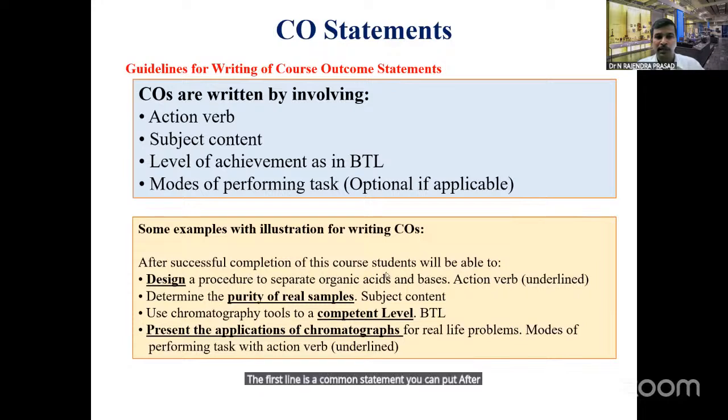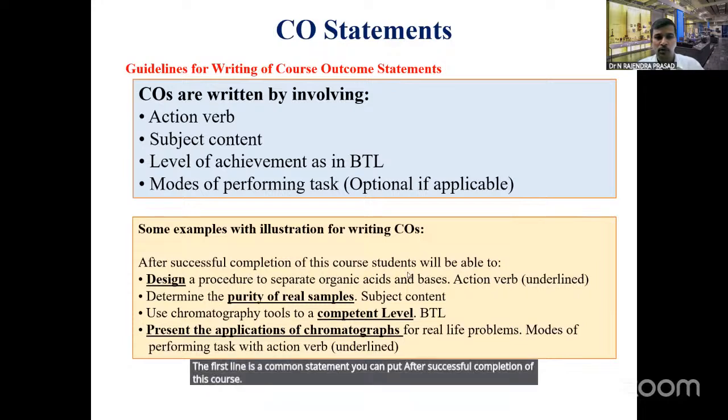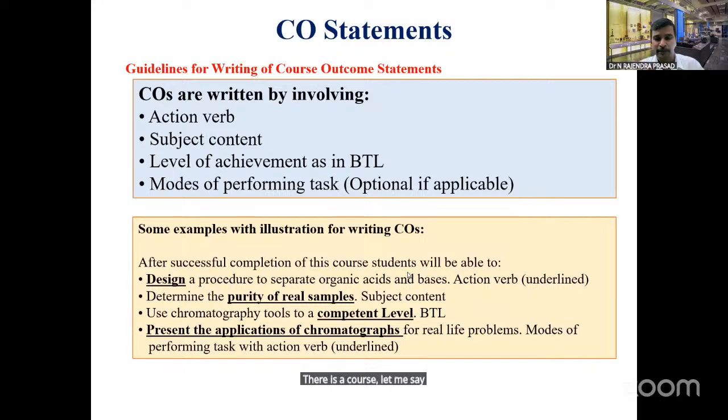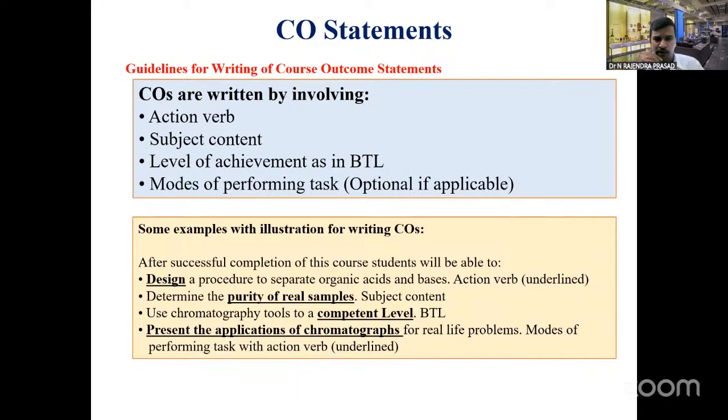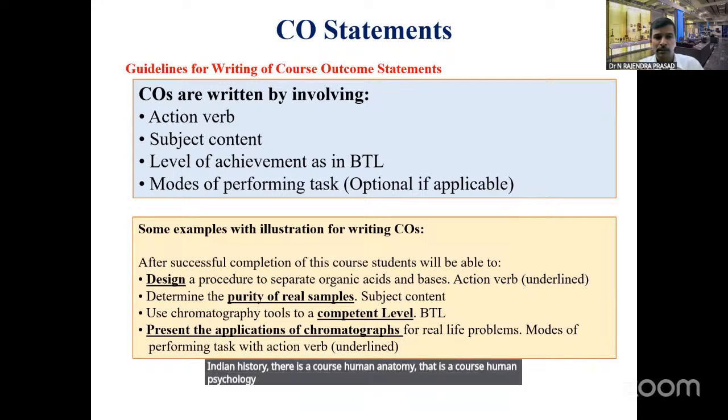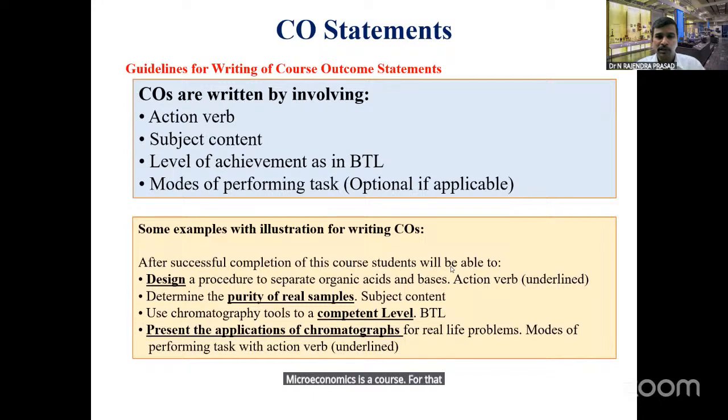After successful completion of this course, there is a course, let me say Separation Techniques. This is the title of the course. Indian History, that is a course. Human Anatomy, that is a course. Human Psychology, that is a course. Linear Algebra is a course, Microeconomics is a course. For that particular course, you have to write 3 to 5 COs. So those COs should have these characteristics.